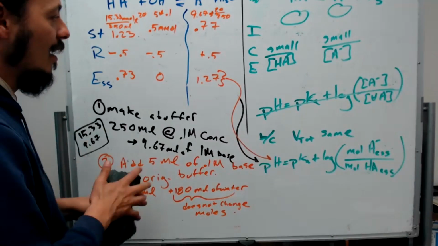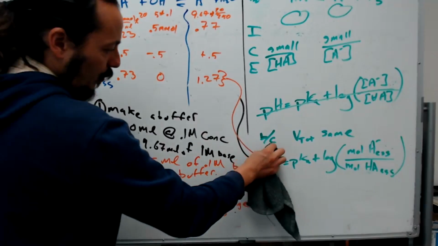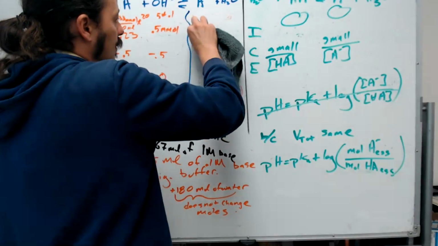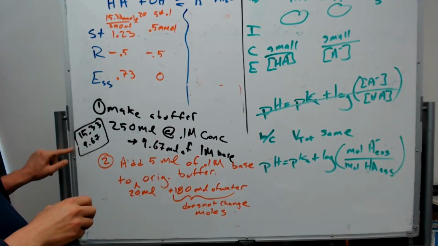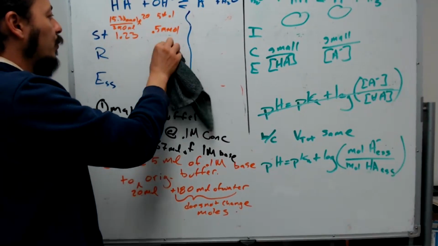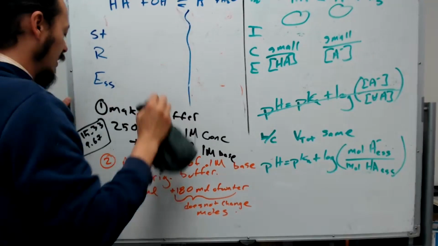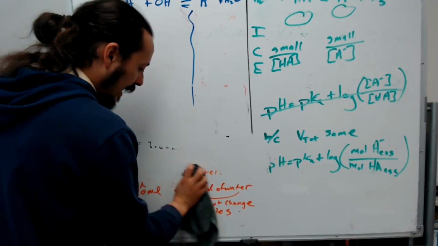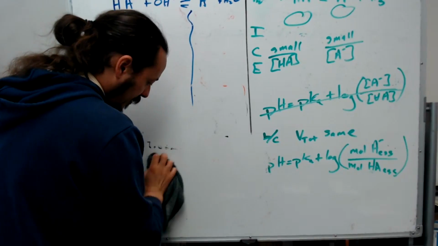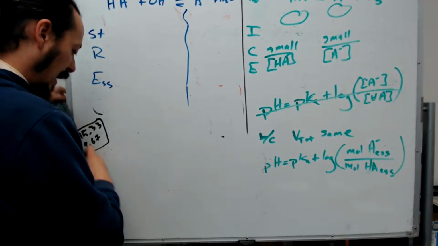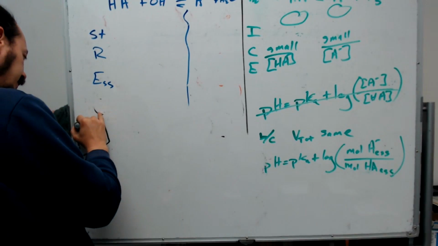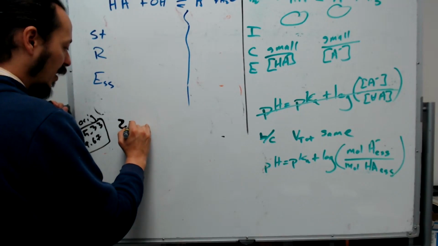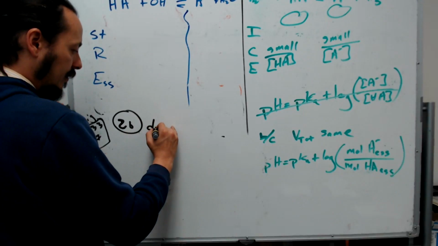Okay, here we go. I'm going to erase everything in orange. I'm going to keep these original numbers from our original buffer. That's from the whole 250 milliliters. That's going to be important. But I'm going to erase everything else. And I don't want to use that orange pen again, so I'm going to use the black pen. I'm going to label this original. I'm going to call this 2B.